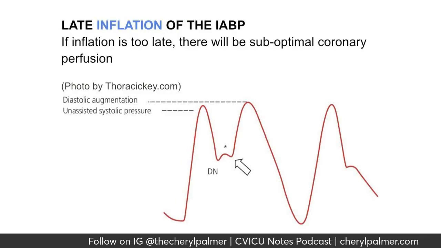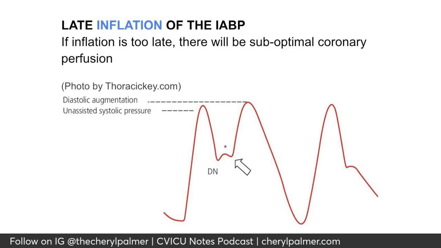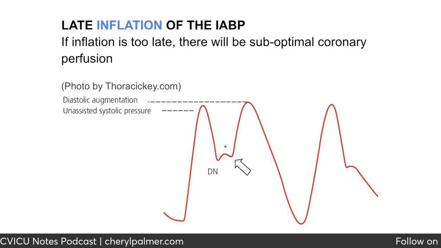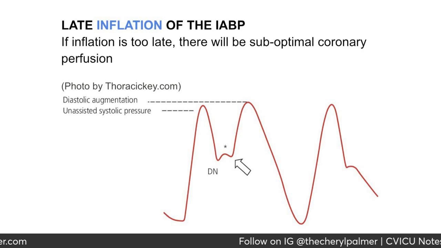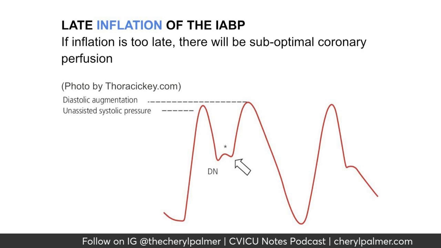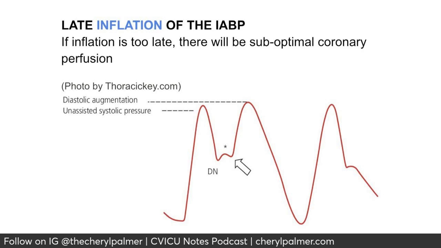This is a late inflation example. There's a little dip after the dicrotic notch before the diastolic augmentation waveform peak. If inflation is too late, there will be suboptimal coronary perfusion.